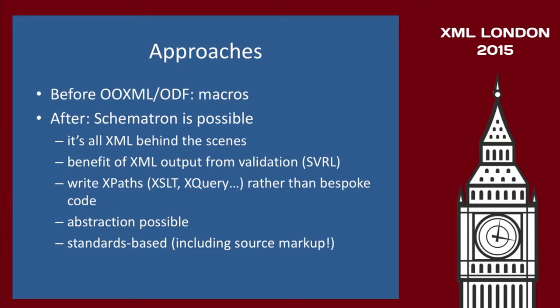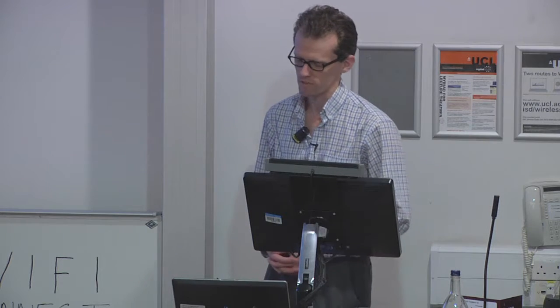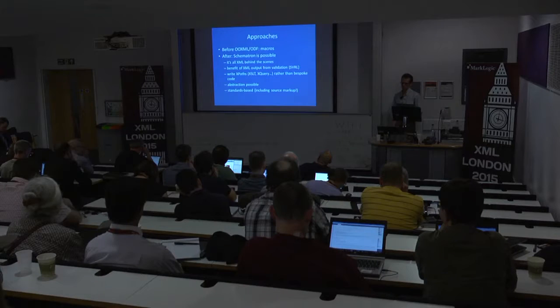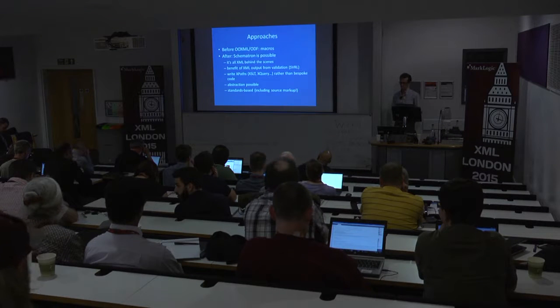Going back to before OOXML and ODF, a lot of people used macros to check that the correct styles had been applied in the correct order. A lot of people still do this, but afterwards, Schematron is possible since it's all XML behind the scenes. We can use, that's what Schematron's designed for, to validate XML. We can also get some benefits from the output of validating with Schematron, so SVRL, that's an XML format too.